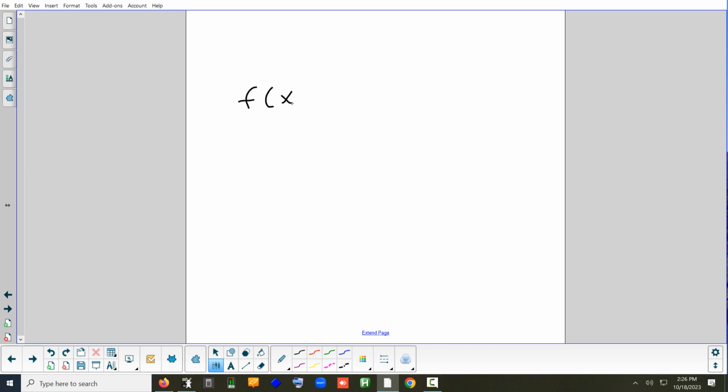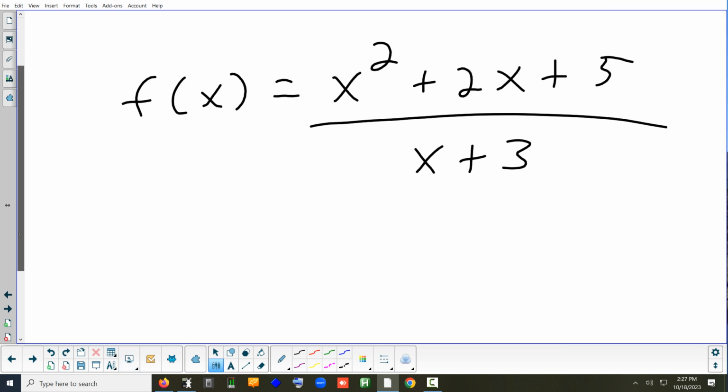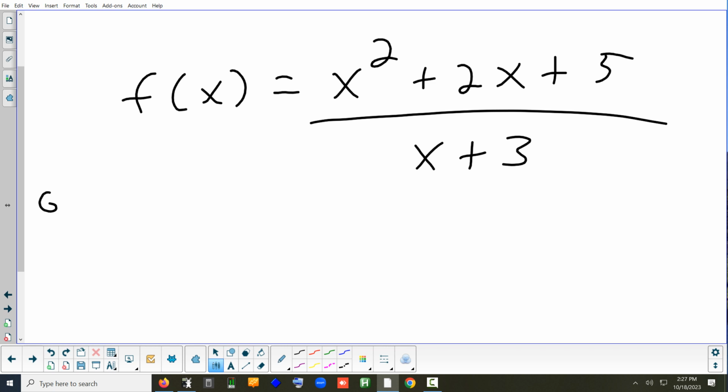let's try f of x equals x squared plus 2x plus 5. I just have to make sure that's not factorable, or we're going to end up with a hole instead of an asymptote. I don't think it is. No. And let's try x plus 3. All right, so let's, what do we want to do? Graph.